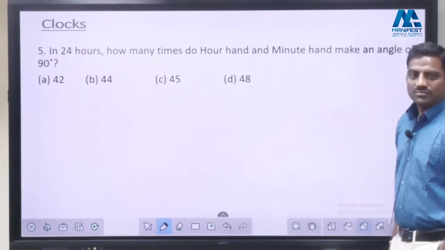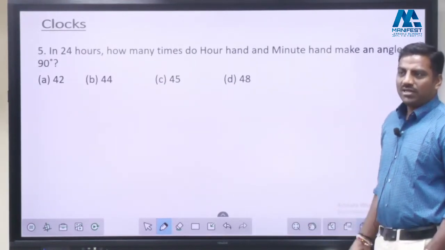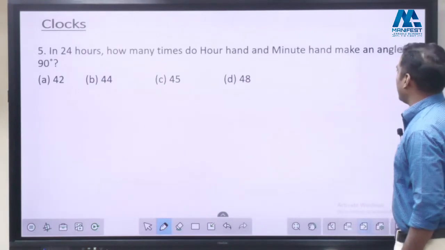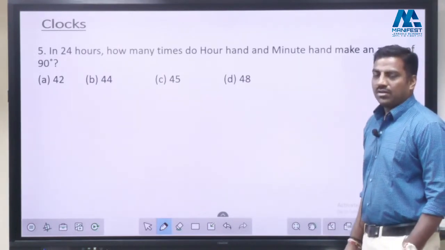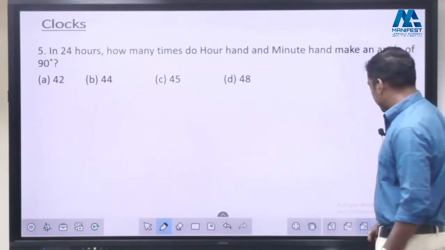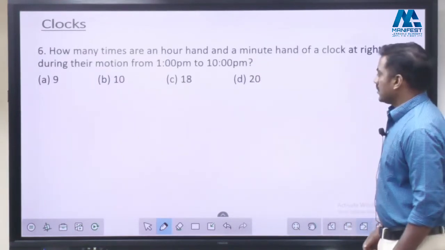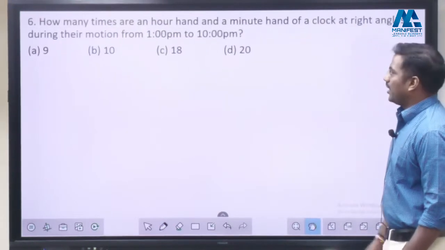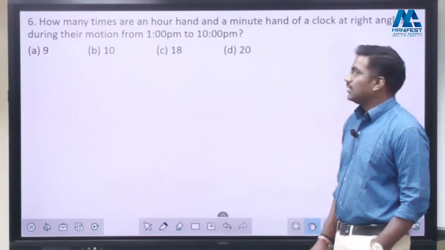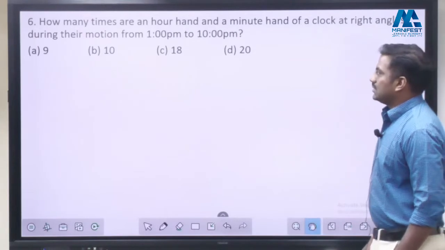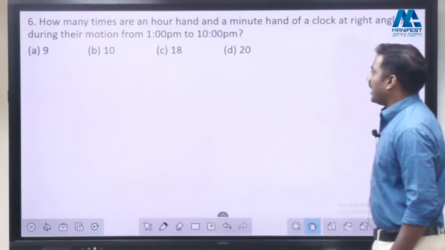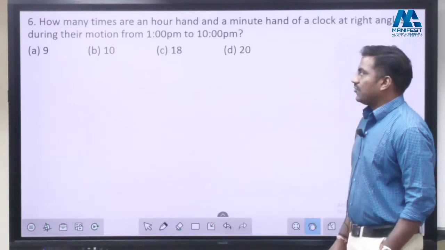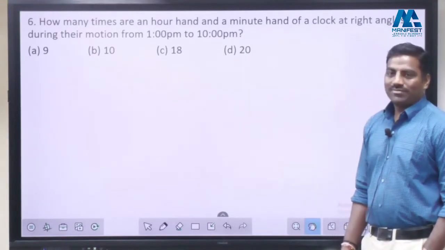Now, this fact we have learned, right? In 24 hours, how many times do hour hand and minute hand make an angle of 90 degree? 44 times. Yes? This is a very good question, okay? This is up to your imagination. How many times are an hour hand and minute hand of a clock at right angles during their motion from 1 p.m. to 10 p.m.?